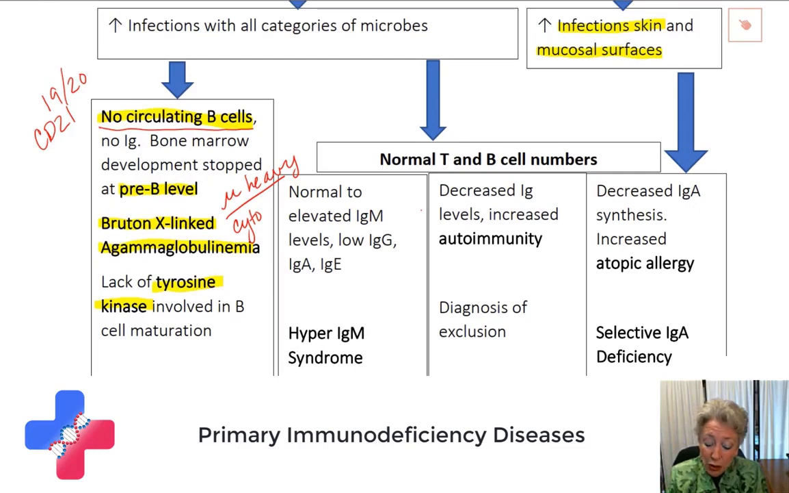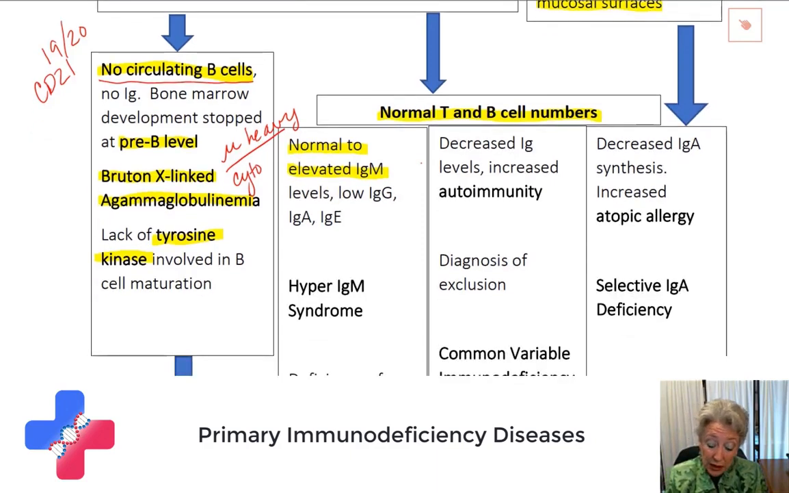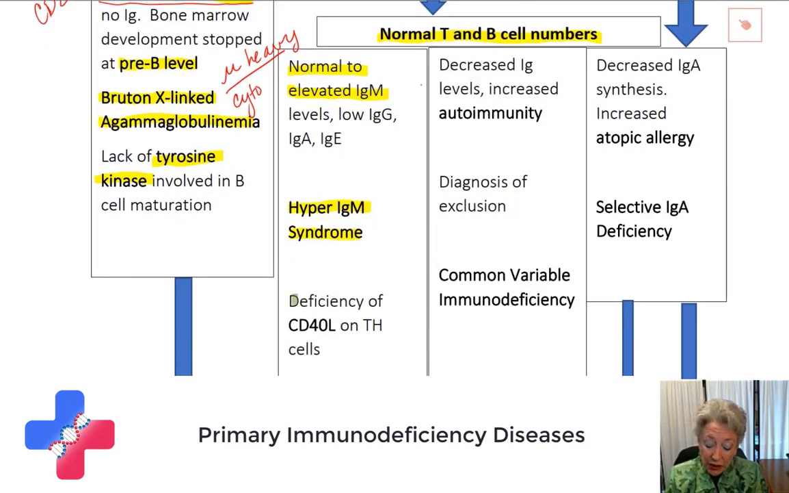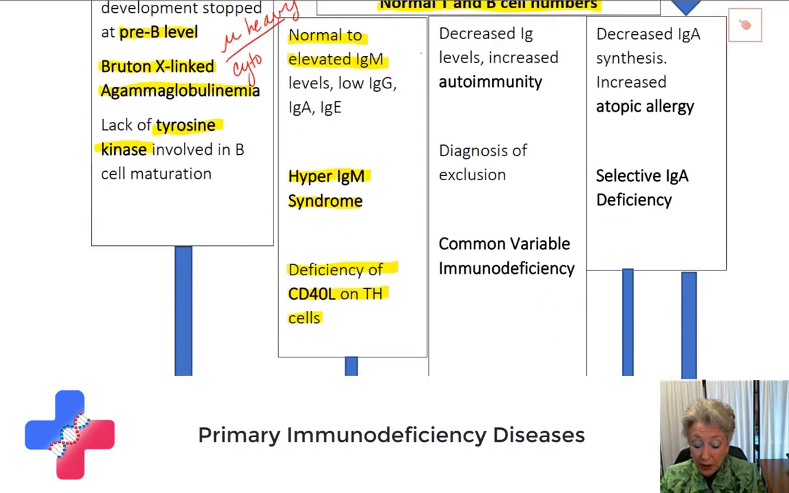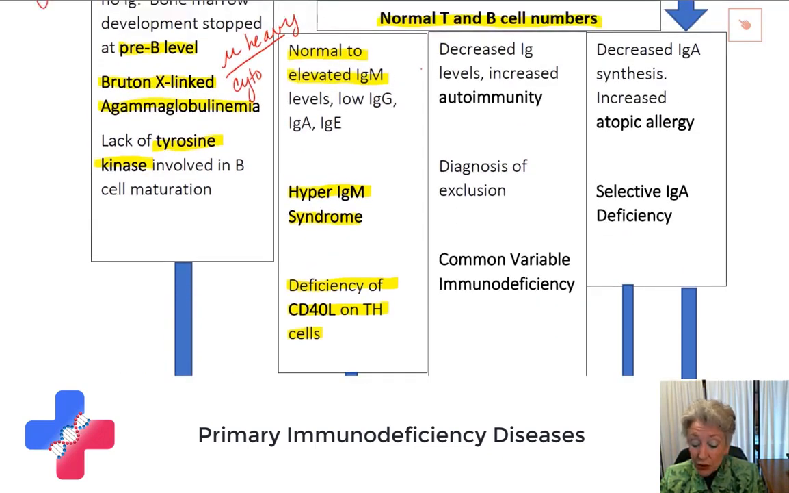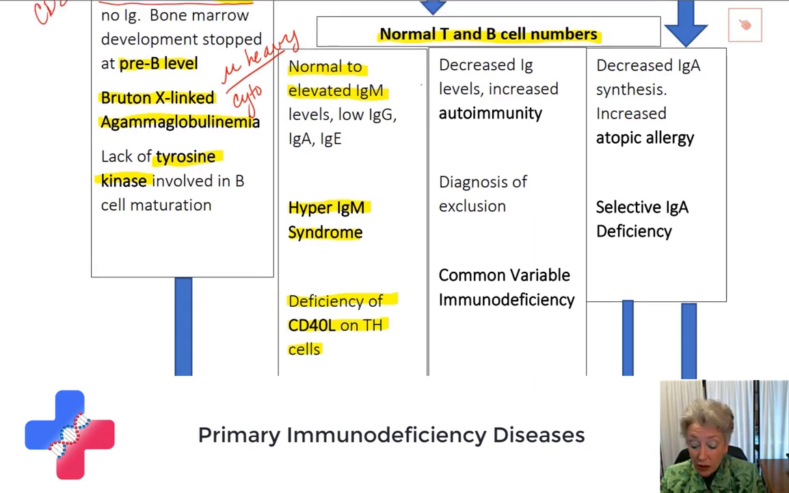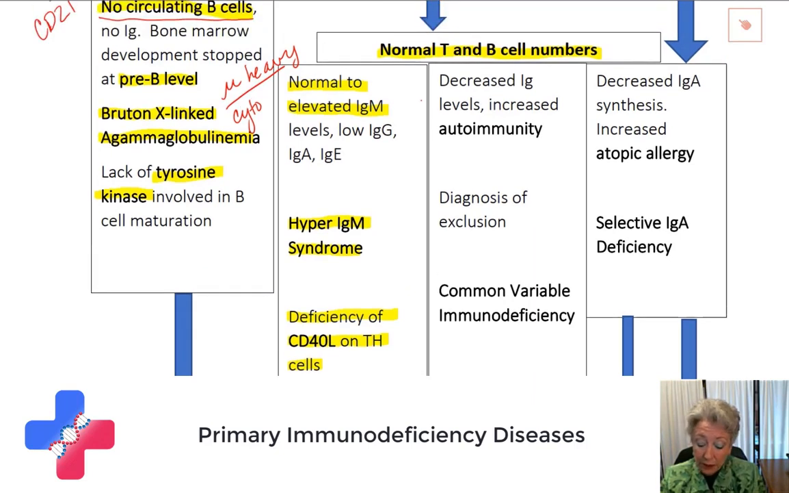Moving on, if I have normal T and B cell numbers instead, rather than a deficiency of B cells, and I have normal to elevated amounts of IgM in the absence of the other isotypes, then recall I did give you a case history on hyper-IgM syndrome, which is a genetic deficiency of CD40 ligand on T helper cells. Okay, now with those, again, I'm going to treat with antibiotics and immunoglobulin. Over time, these persons typically will do just fine as long as you get rid of infections quite quickly.